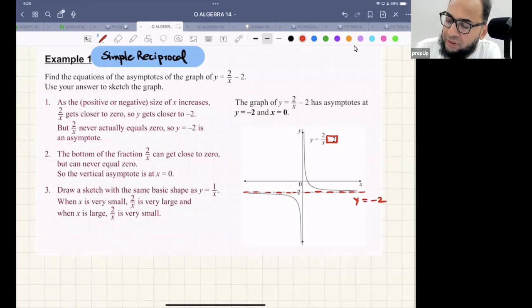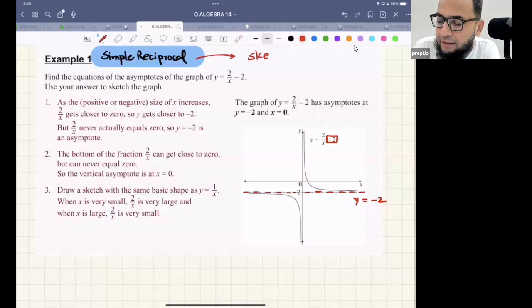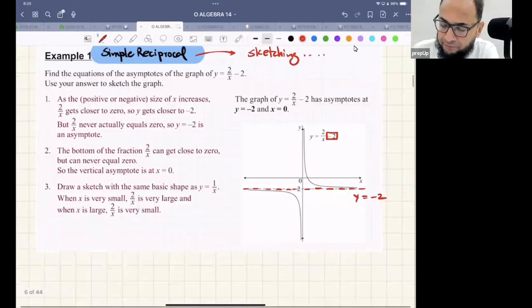So the graph gets very close this way to the line. It gets very close this way. We are focusing on plotting, but the sketching is not yet done. So sketching will be coming up in the next classes.